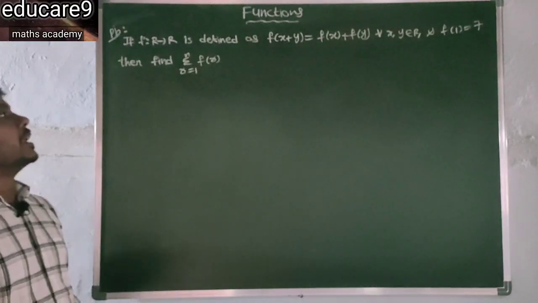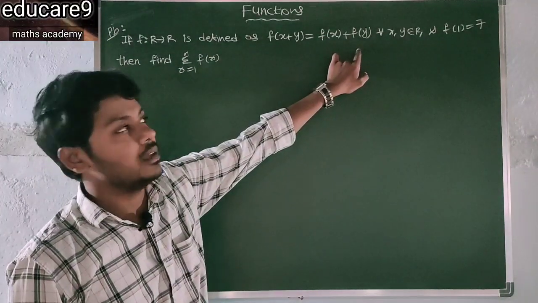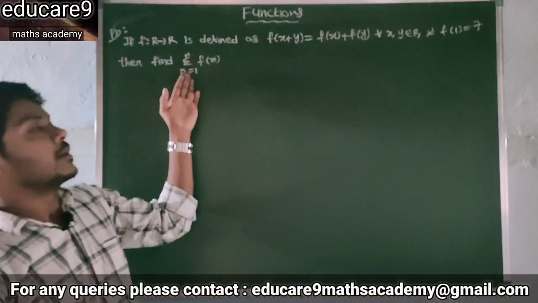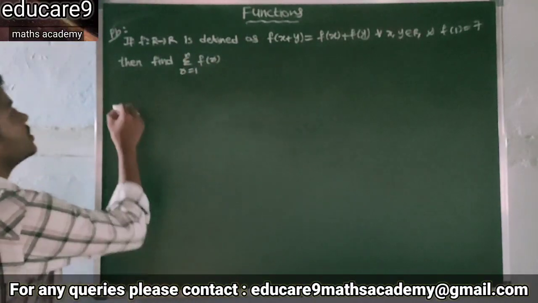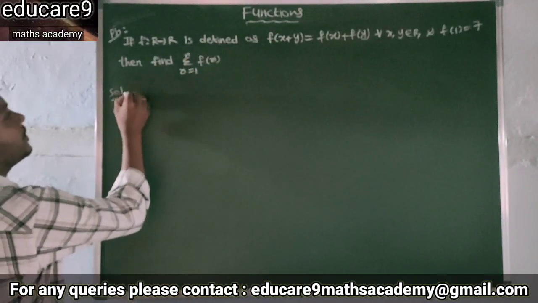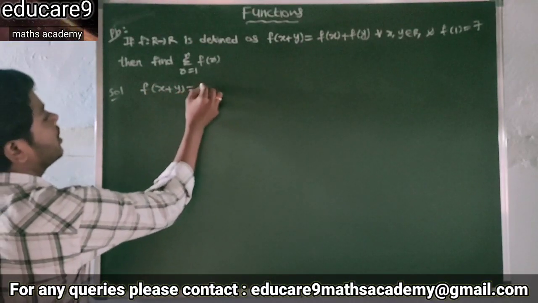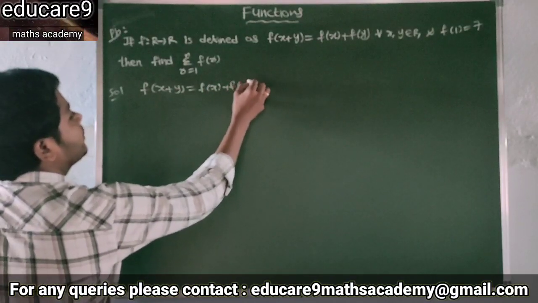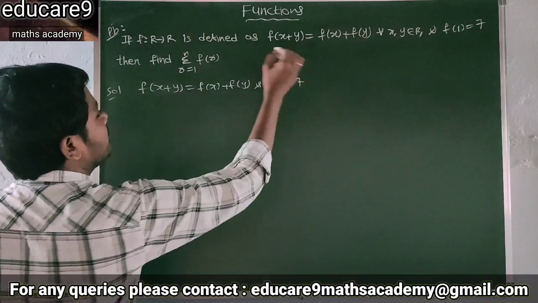So see the next one. f of (x plus y) is f of x plus f of y, and f of 1 is 7. Then you find the summation, r equals 1 to n, of f of r. See our solution. Given the condition f of (x plus y) is equal to f of x plus f of y, and f of 1 value is 7.